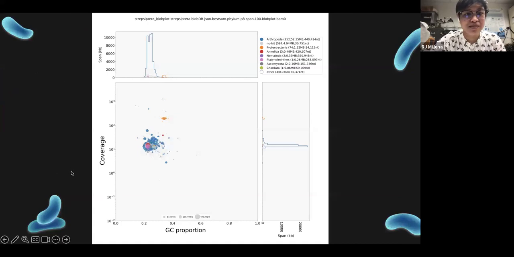But something interesting that came up when we were doing quality assessments on the genome was this BlobTools plot.